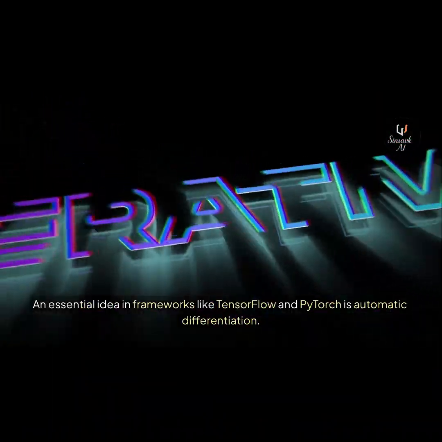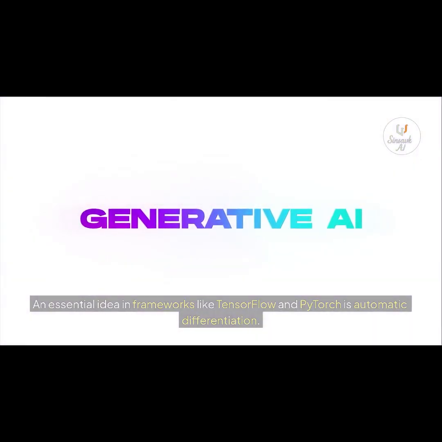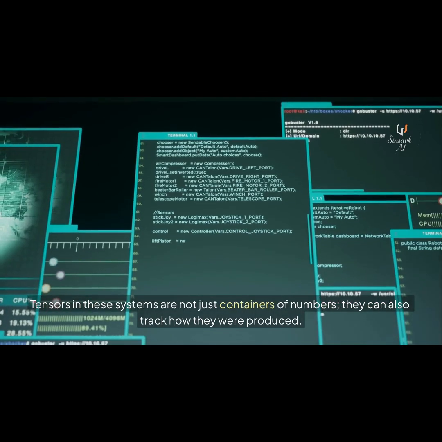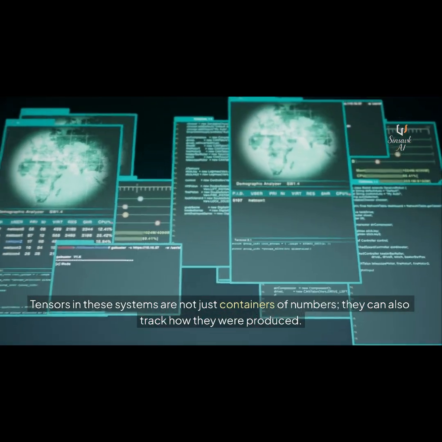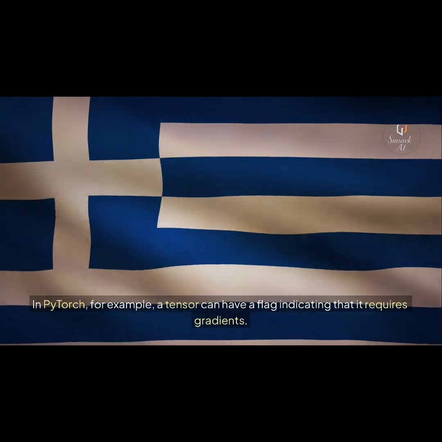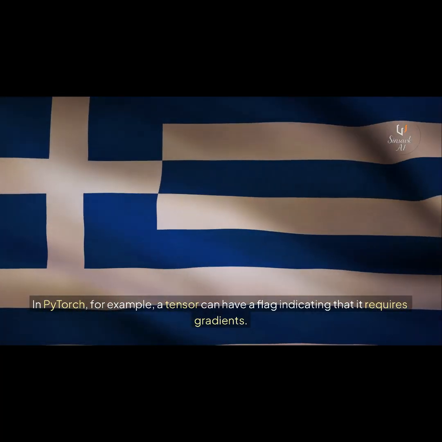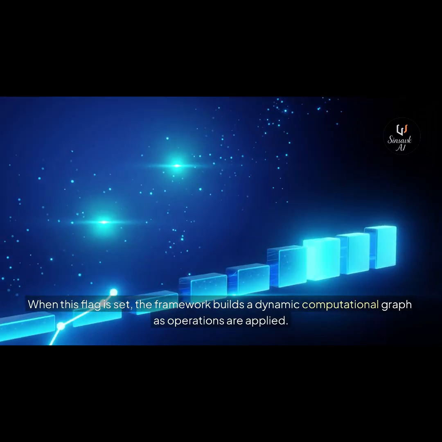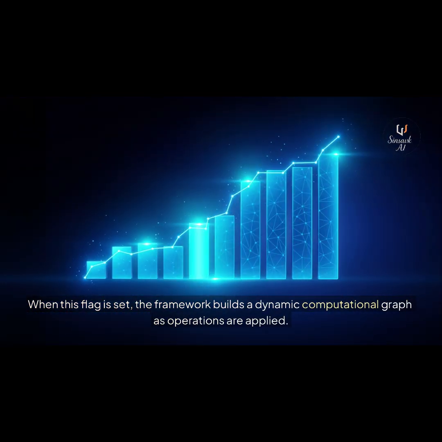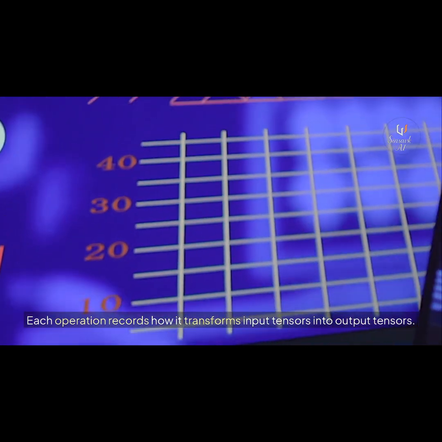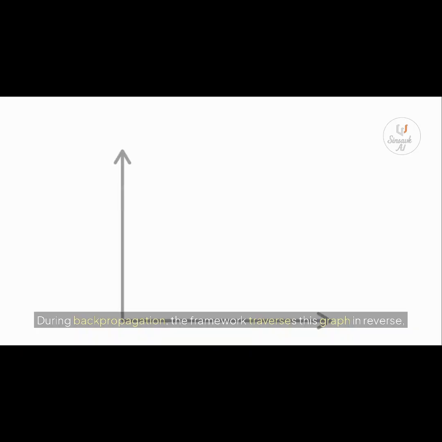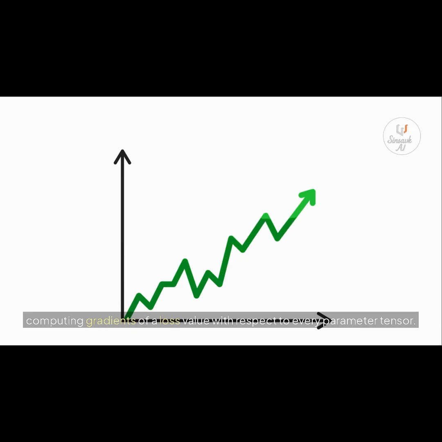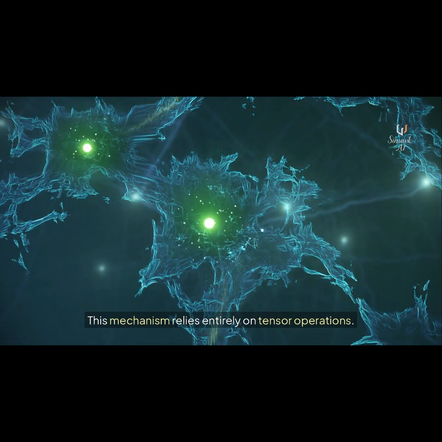An essential idea in frameworks like TensorFlow and PyTorch is automatic differentiation. Tensors in these systems are not just containers of numbers, they can also track how they were produced. In PyTorch, for example, a tensor can have a flag indicating that it requires gradients. When this flag is set, the framework builds a dynamic computational graph as operations are applied. Each operation records how it transforms input tensors into output tensors. During backpropagation, the framework traverses this graph in reverse, computing gradients of a loss value with respect to every parameter tensor. This mechanism relies entirely on tensor operations.